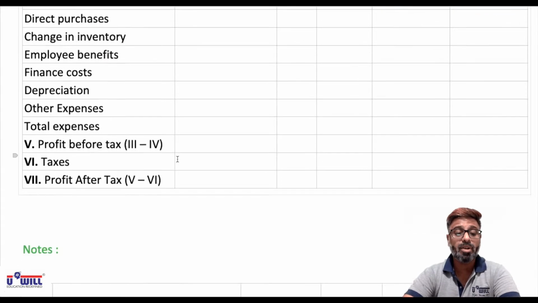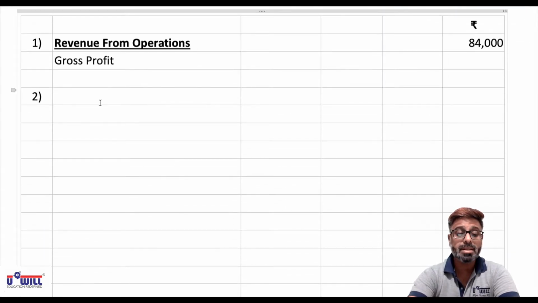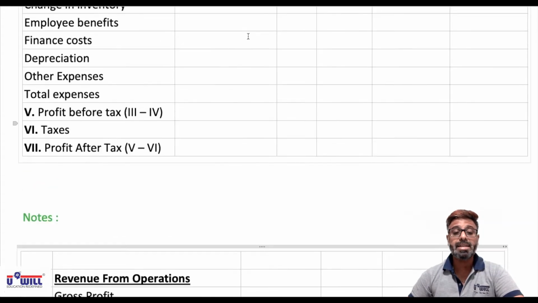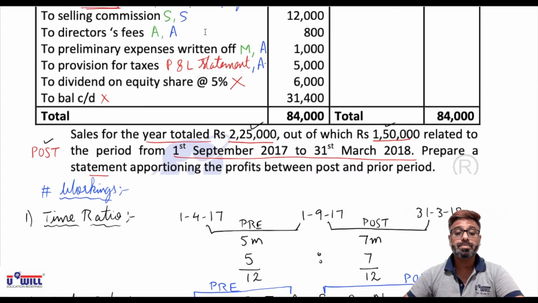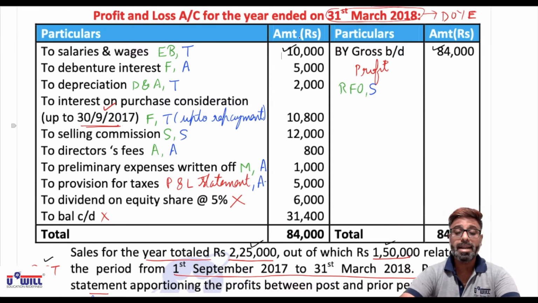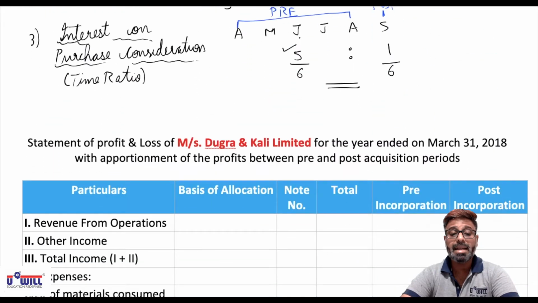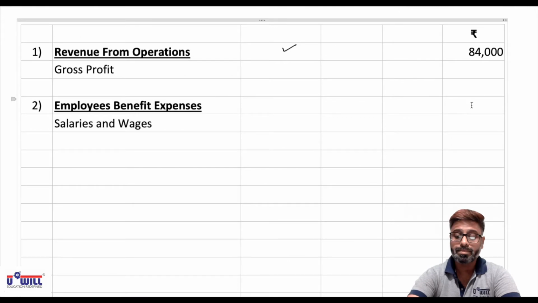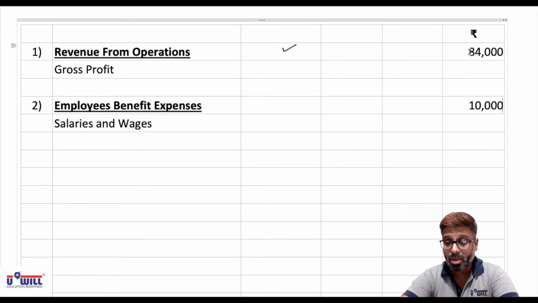Directly as per the format, what we have is employee benefit expenses. In that we have salaries and wages. See in the question, what is the amount of salaries and wages? 10,000. So directly in the total column, all of you write down salaries and wages 10,000. Only one amount, so that itself would be the total.